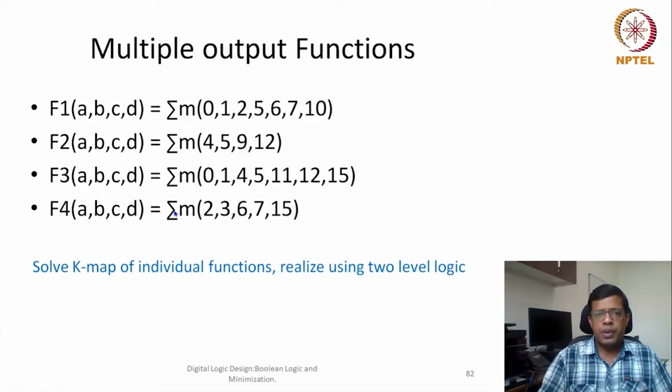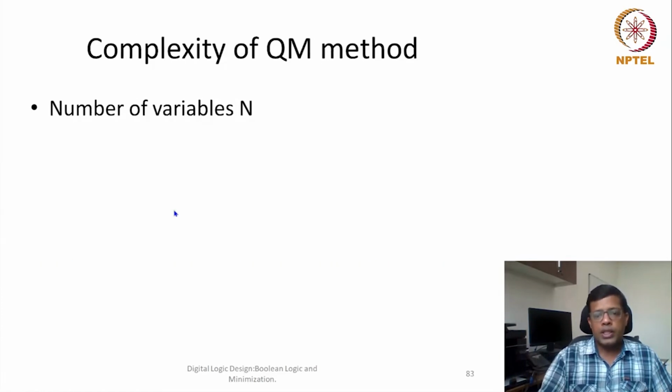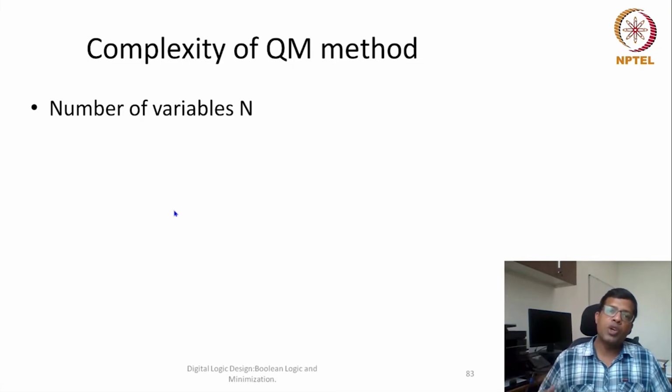Okay, one more small topic we would like to cover: what is the complexity of the Quine-McCluskey method, or the complexity of the Boolean optimizations which we have done? How were we doing Boolean optimization? Given an expression, first we were constructing it in terms of sum of min terms or product of max terms, so that means we were representing our function in a canonical form.